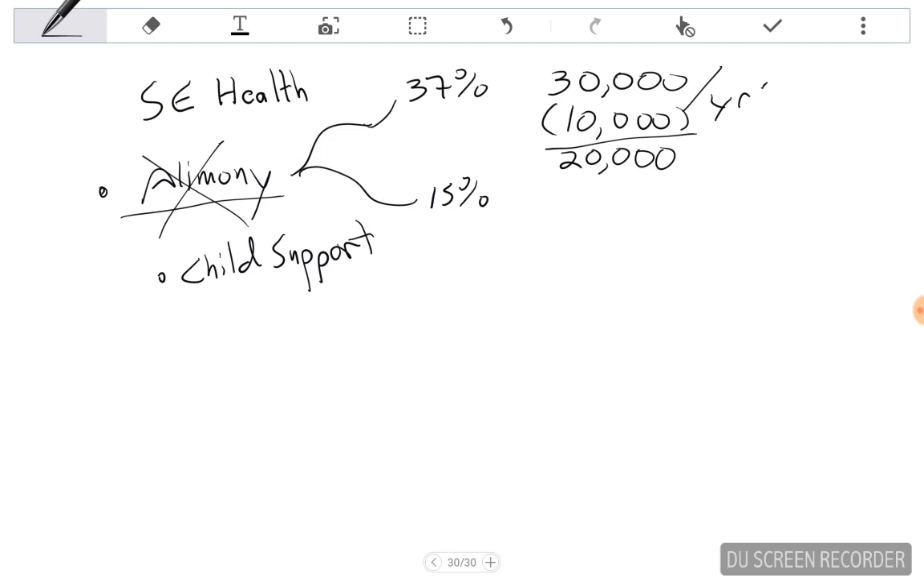Okay, so I'm not going to make you memorize any alimony stuff. Just know that that's one of the items that was killed in the tax reform, as well as moving expenses. Just know that it's no longer deductible and not taxable to the recipient, just like child support.